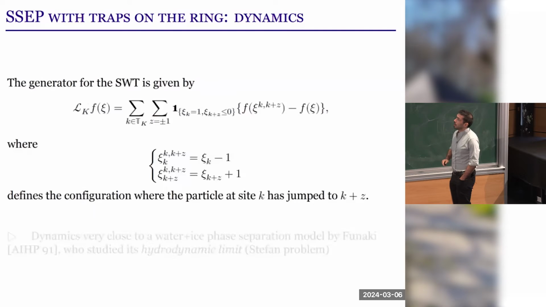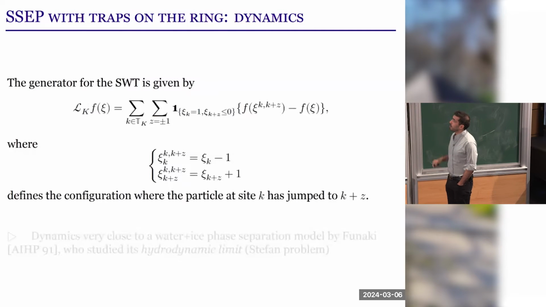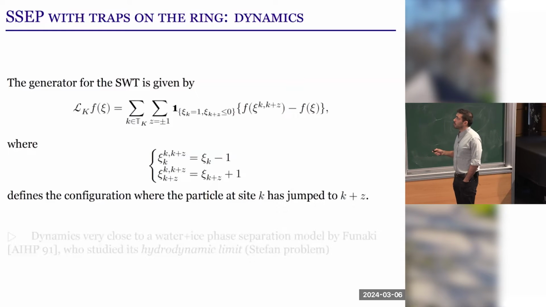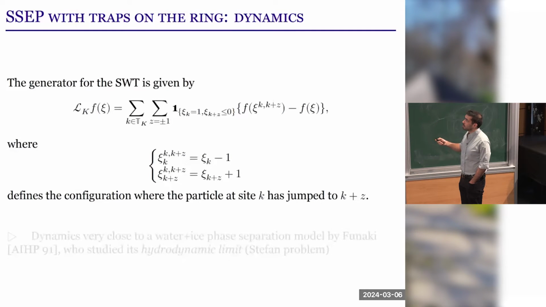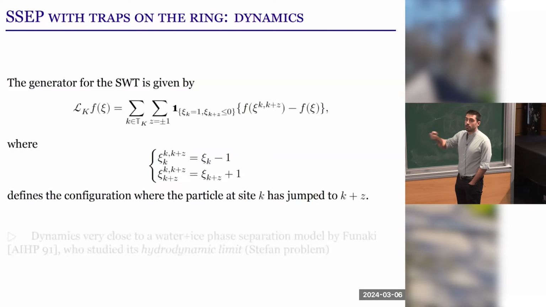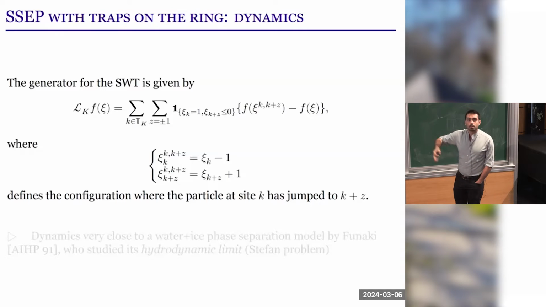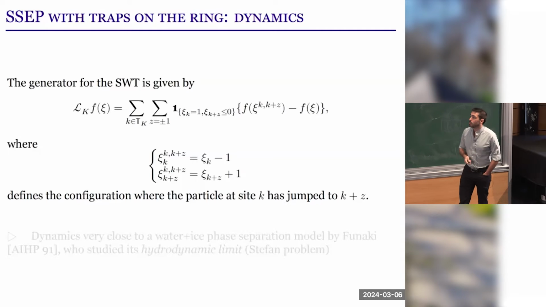So you have your SSEP with traps, and here, of course, you can write the Markov generator. I'm not going to use it very much, but just so, once again, everyone is on the same page, your generator for your process is that a particle jumps from k to k plus z, where k plus z is one of the neighbors of k, provided that you have a particle at site k and no particle at site k plus z, which means either you have an empty site or a trap. Then the particle jumps from k to k plus z by removing the particle at site k and adding 1 unit to site k plus z.